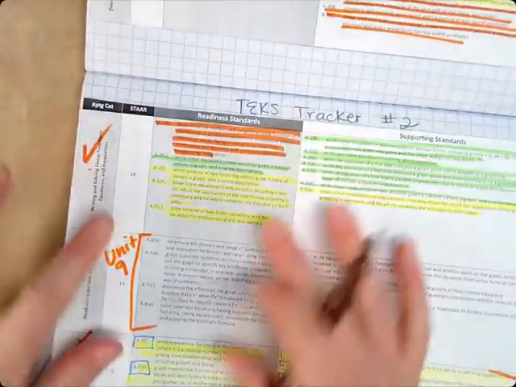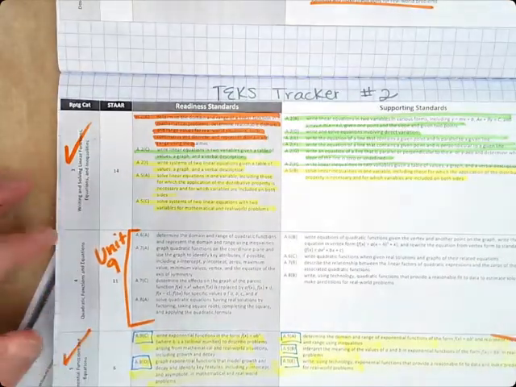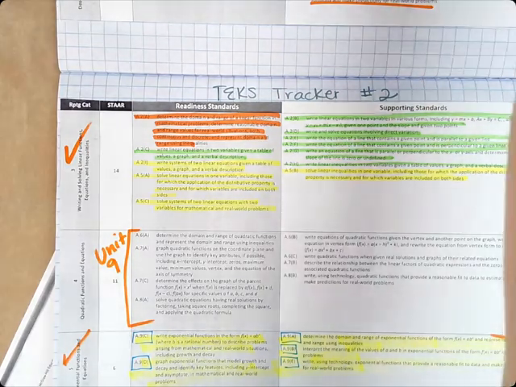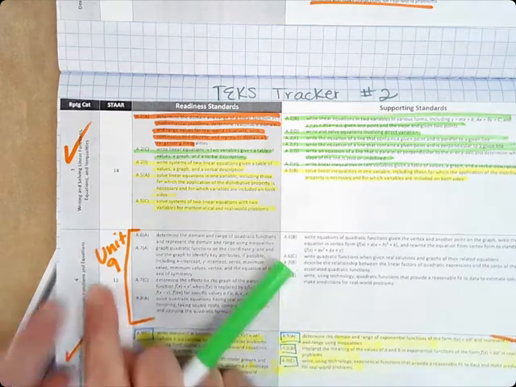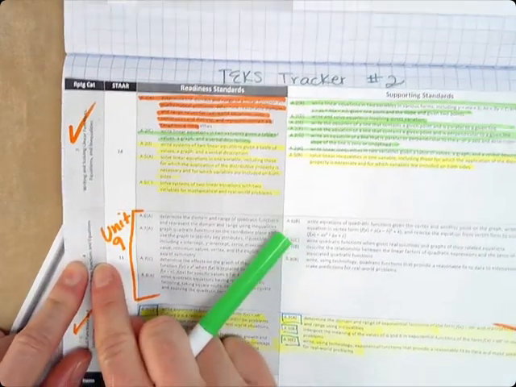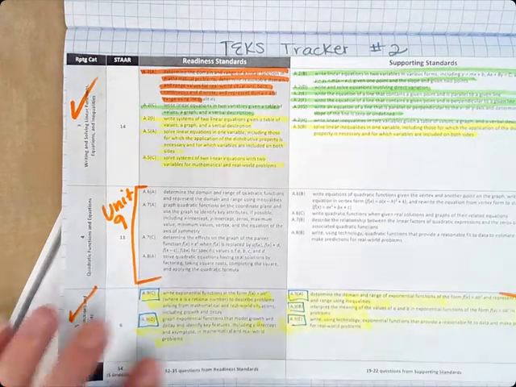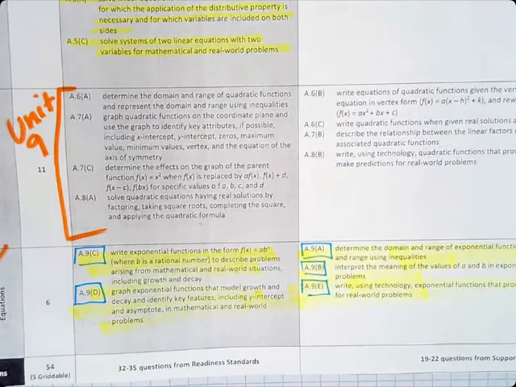So we have gone through most of the TEKS. There are a few that we haven't, but we are going to use our calculator today to make sure that we're ready for questions that will be similar to what's on the test. So let's look at reporting category 4. This is all about quadratics. So I'm going to read through them, and I want you to think, do I remember learning this or not?